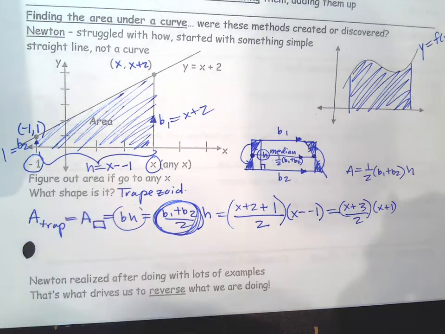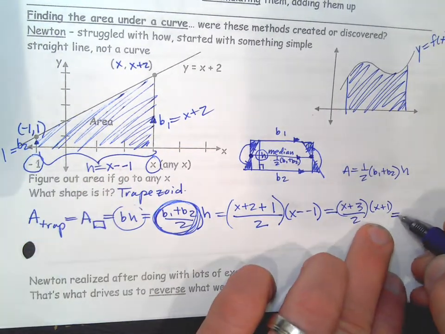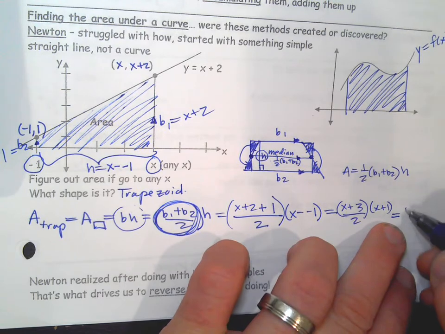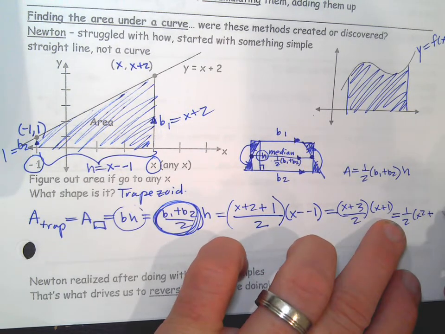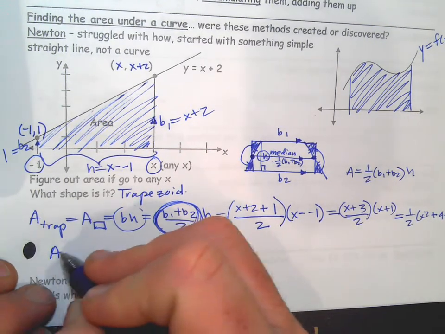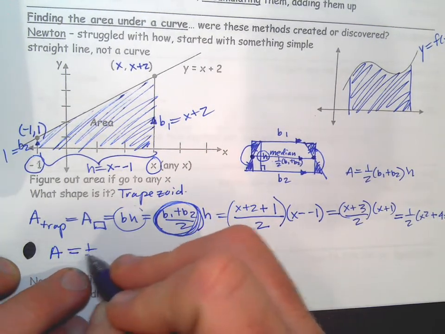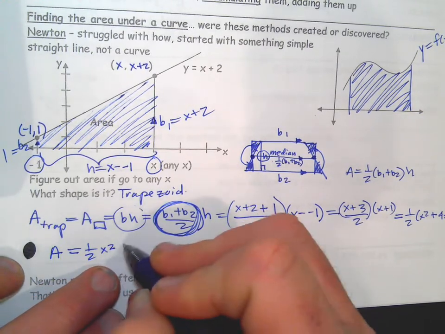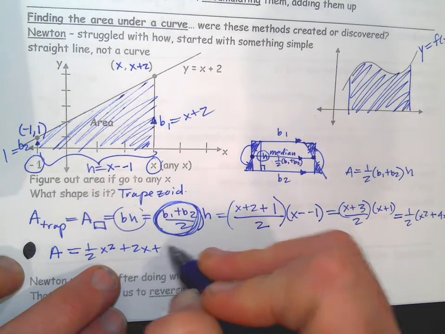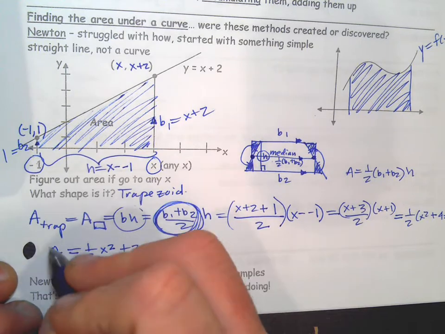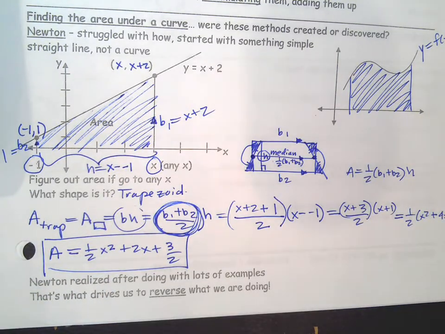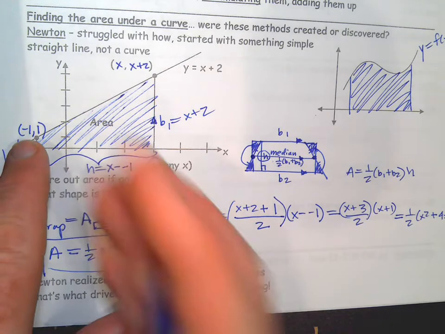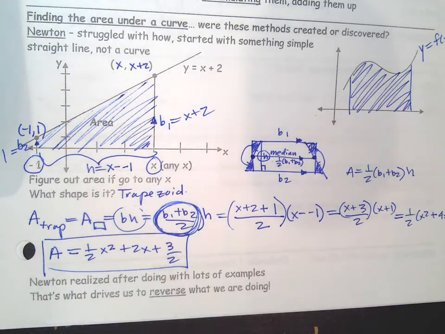We could multiply these all out. We get 1/2 x squared plus 3x, plus x, 4x plus 3. And so finally the area would be 1/2 x squared plus 2x plus 3/2 for this problem, for that line. If you want to find the area of this line, starting at -1 to any x value, here's the formula that'll give it to you.